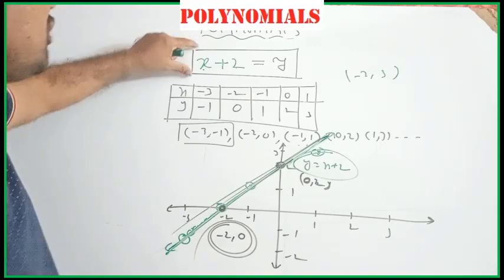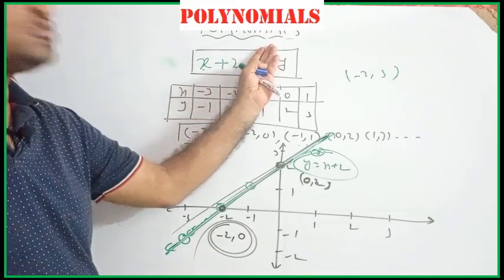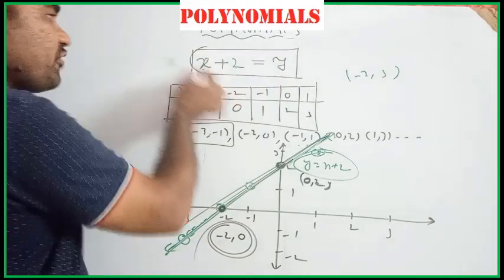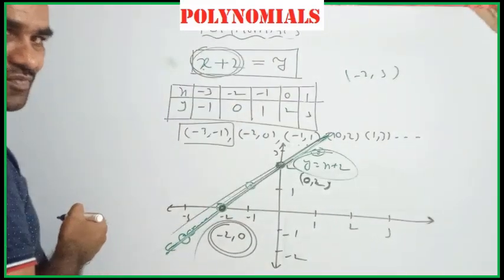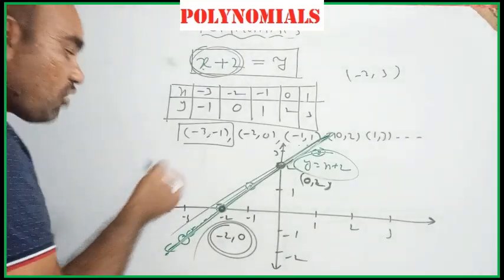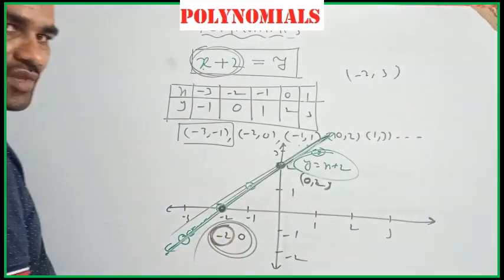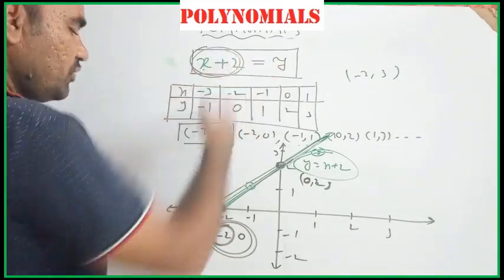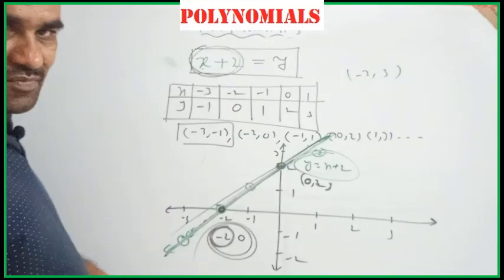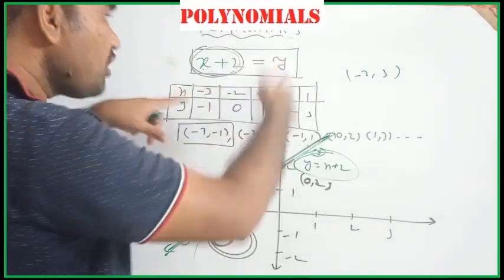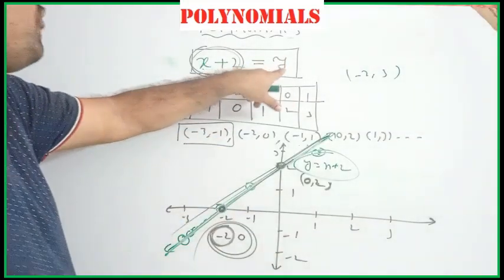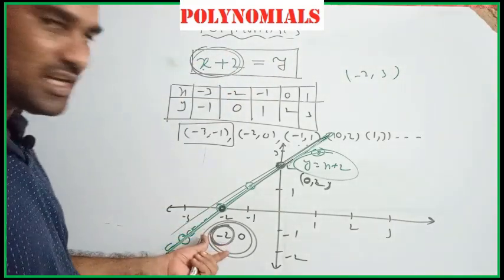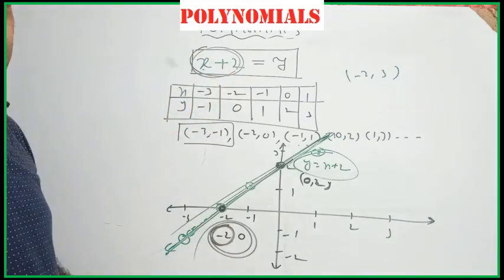But generally, what is the zero of x plus 2? The zero of x plus 2 is minus 2. So the geometrical meaning of the zero of x plus 2 is the x coordinate of the point of intersection of y equal to x plus 2 with the x-axis. Means the x coordinate of the point where the graph y equal to x plus 2 intersects the x-axis. Its x coordinate is taken as the zero of that polynomial.